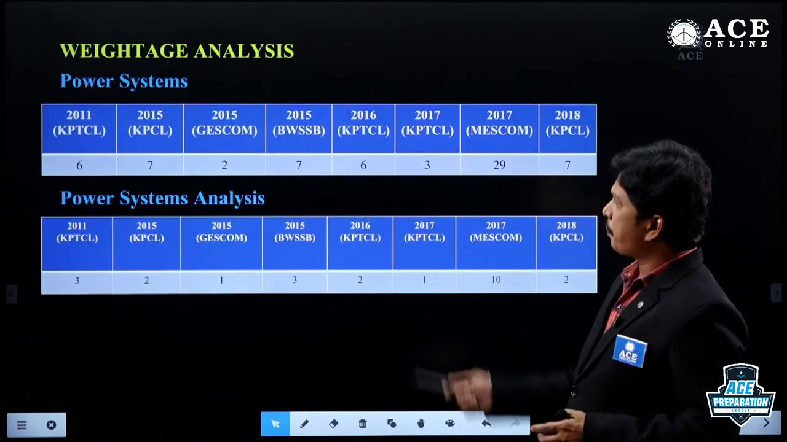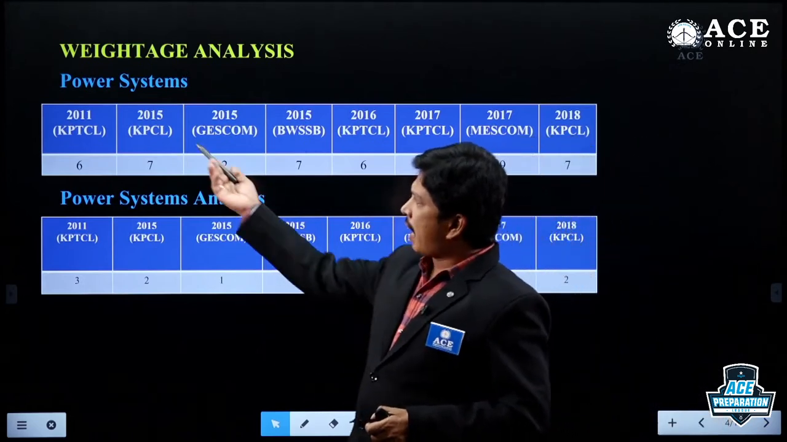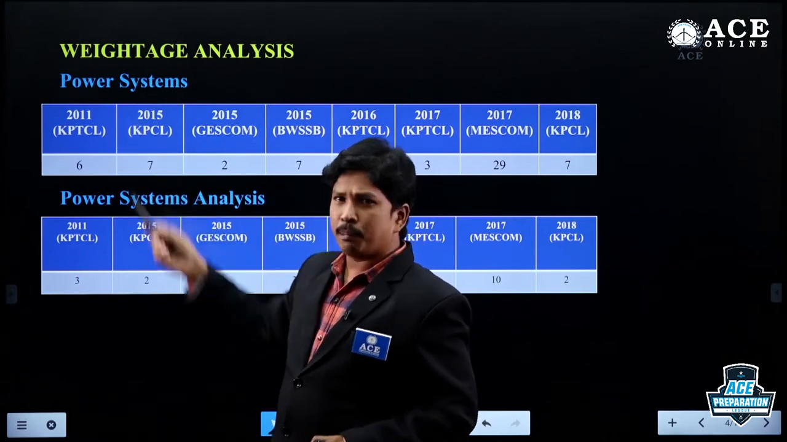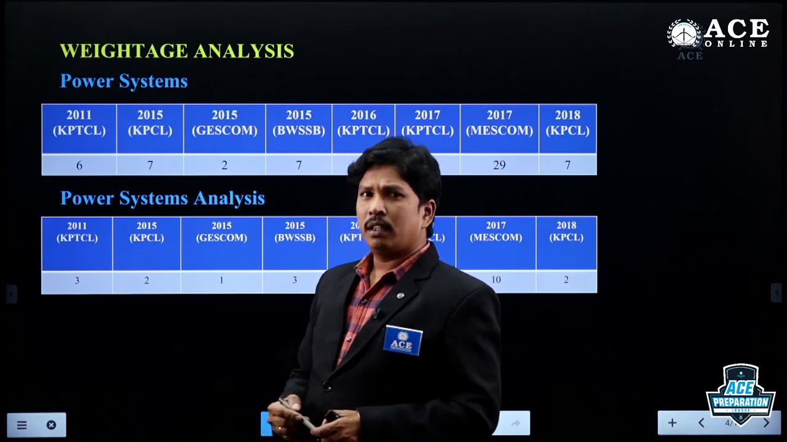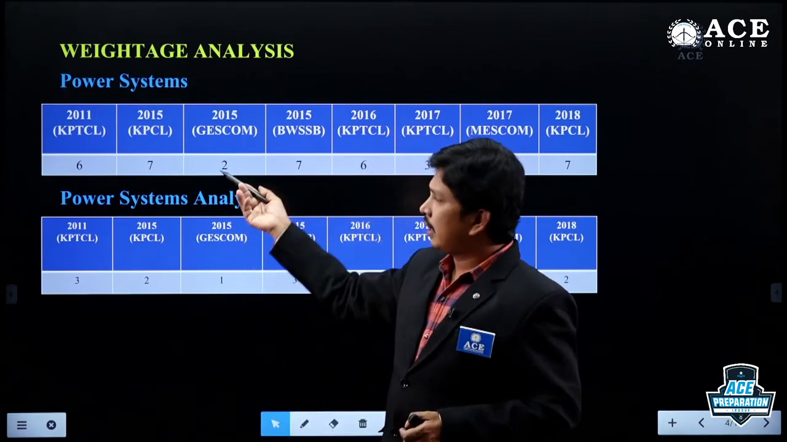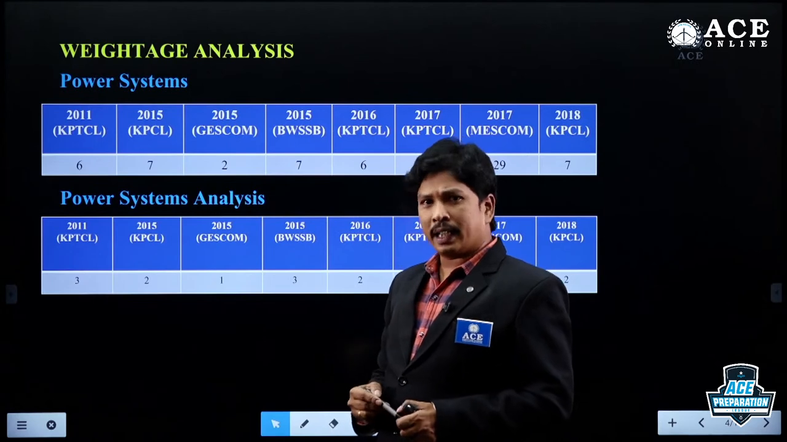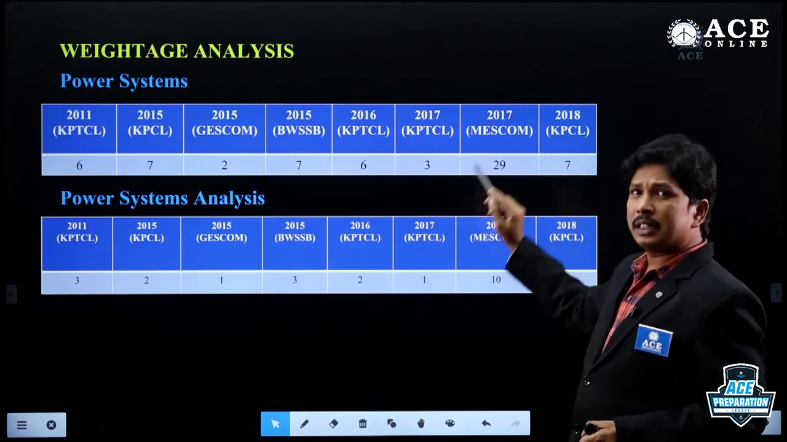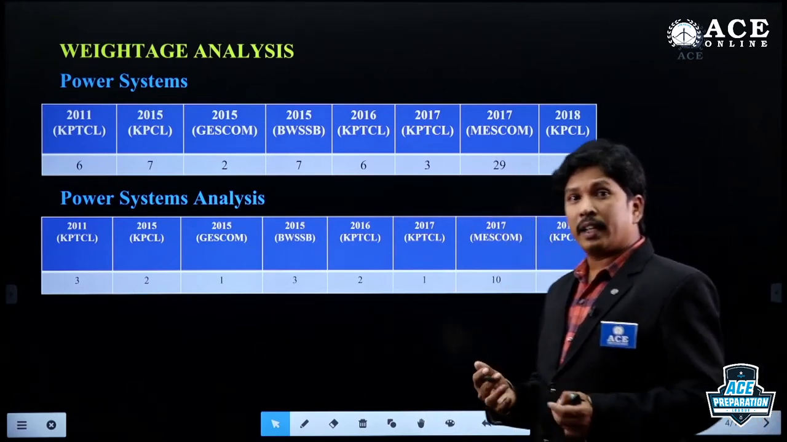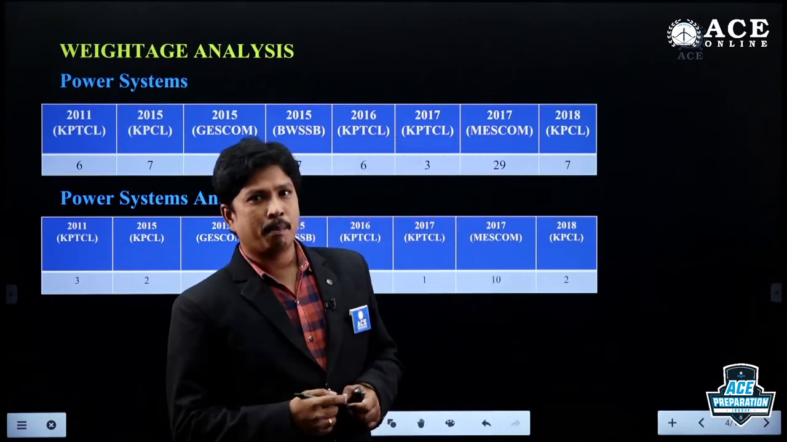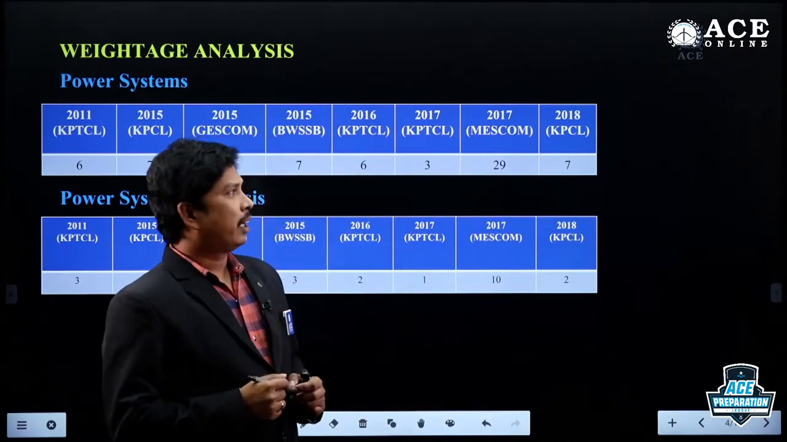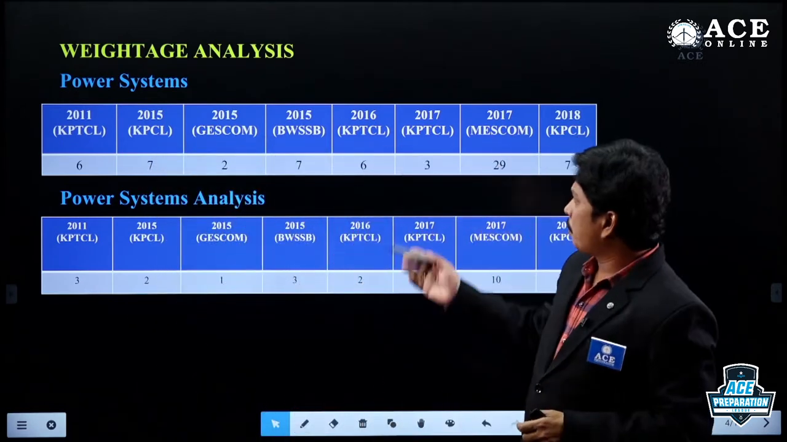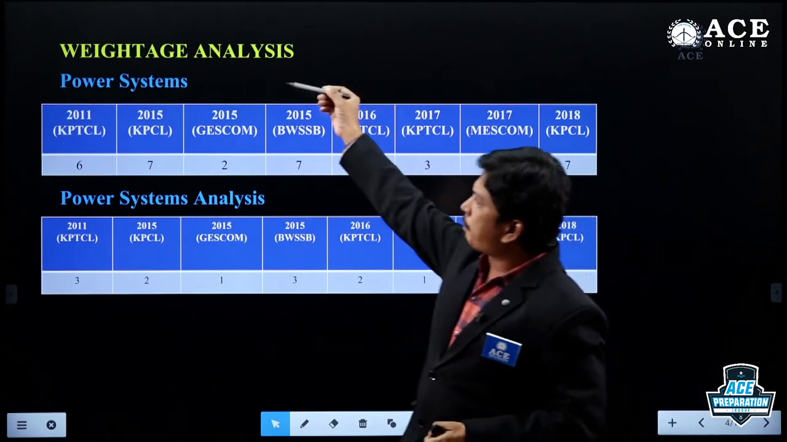Now, see here, coming to the weightage of power systems for the KPTCL exam. Karnataka Power Transmission Corporation Limited has given approximately 6 marks in 2011, and Karnataka Power Corporation Limited has given 7 marks. Gulbarga Electrical Supply Company has given just 2 marks. But MESCOM, in 2017, has given 29 marks out of 100. What is MESCOM? Bangalore Electrical Supply Company. And the Bangalore Water Supply and Sewerage Board has also given 7 questions.